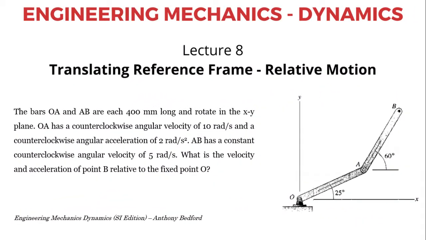The bars OA and AB are each 400 millimeter long and rotate in the xy plane. OA has a counterclockwise angular velocity of 10 radians per second and a counterclockwise angular acceleration of 2 radians per second square. AB has a constant counterclockwise angular velocity of 5 radians per second. What is the velocity and acceleration of point B relative to the fixed point O? This question is from the textbook by Anthony Bedford.